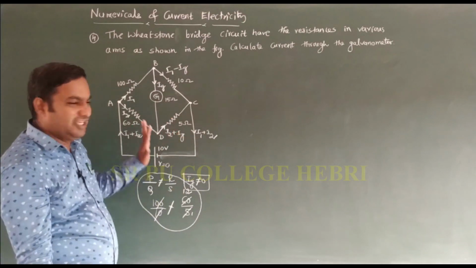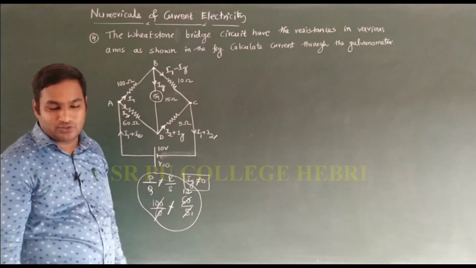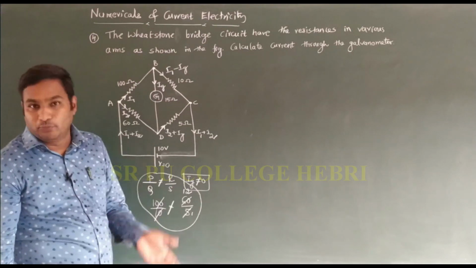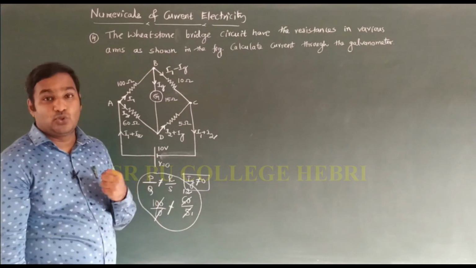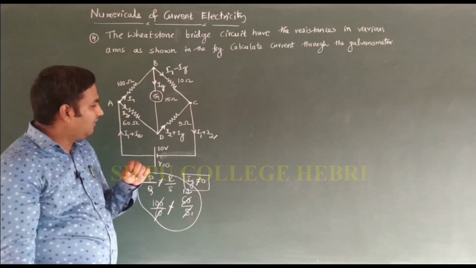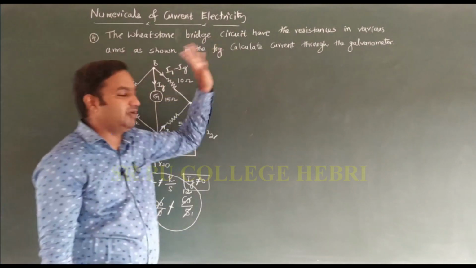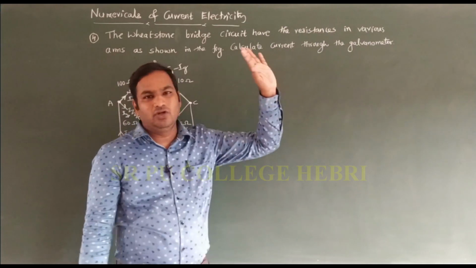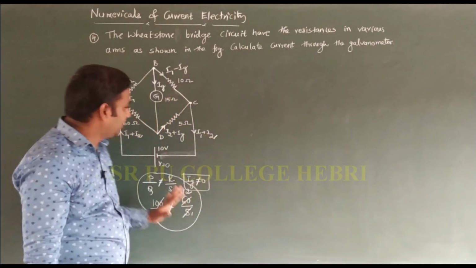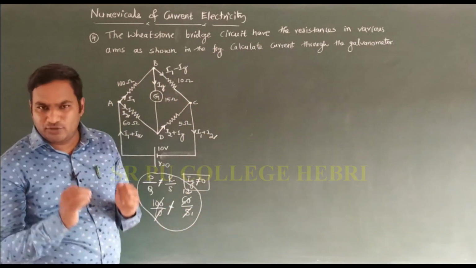Is that clear? Yes. Once you get this circuit, you have to apply Kirchhoff's loop rule. By applying Kirchhoff's loop rule, you have to get the value of the current flowing through the galvanometer, IG. It is our requirement. Calculate the current through the galvanometer.